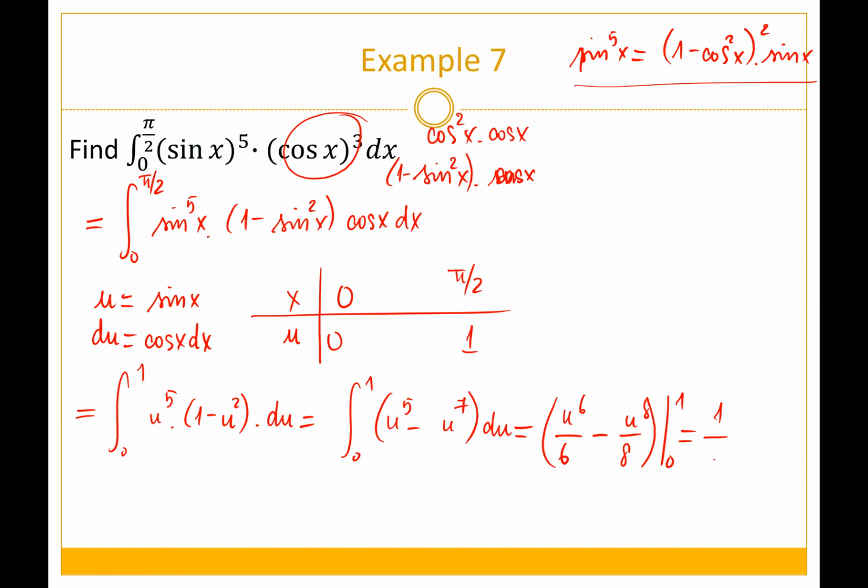So 1/6 minus 1/8, which is going to be 1/24. So the technique here is just rewrite sine fifth and cosine cubed in two different ways, and then you use u substitution to do the change of variable, put everything into the form of u. And then you're just going to solve it.